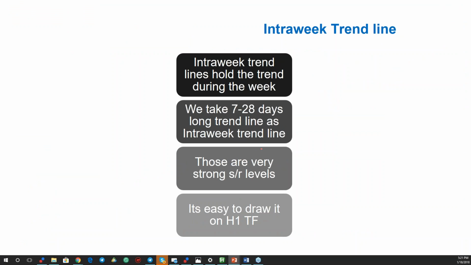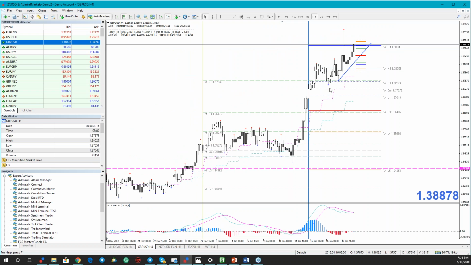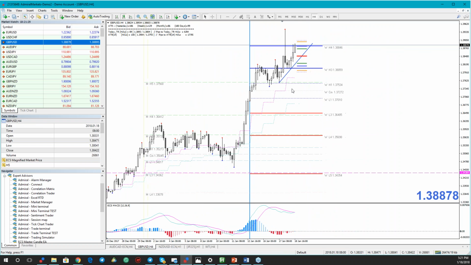Intra-week trend lines hold a trend during the week. We take 7 to 28 days long trend line as intra-week trend line. You can use it on 1 hour time frame, but it's best seen on 4-hour time frame because it's an intra-week trend line, it's worth 7 days. So on 4-hour time frame, you can easily spot an intra-week trend line.